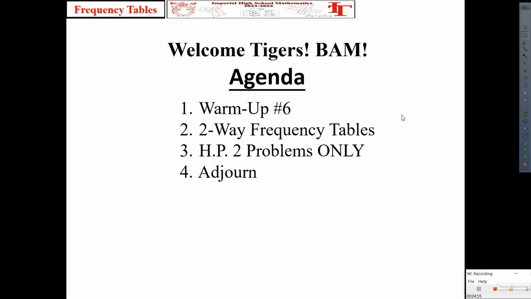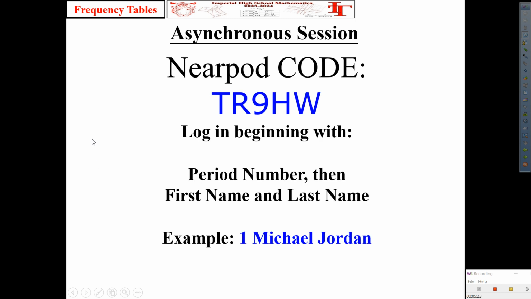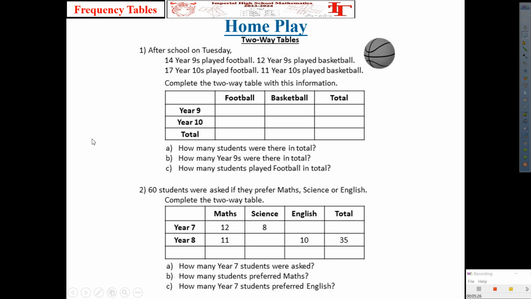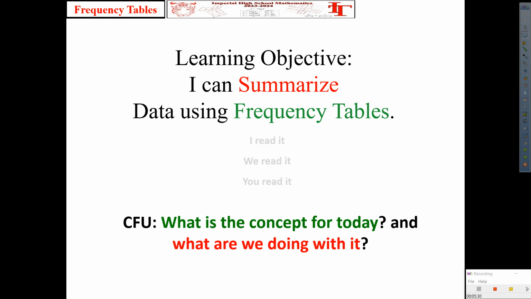All right, so we got the agenda done. Copy this code for the presentation in case you fall behind on the notes. Today we're going to have some things that we need to write down. So your code for you at home is Nearpod TR9HW. All right. And your homework is going to look like this.